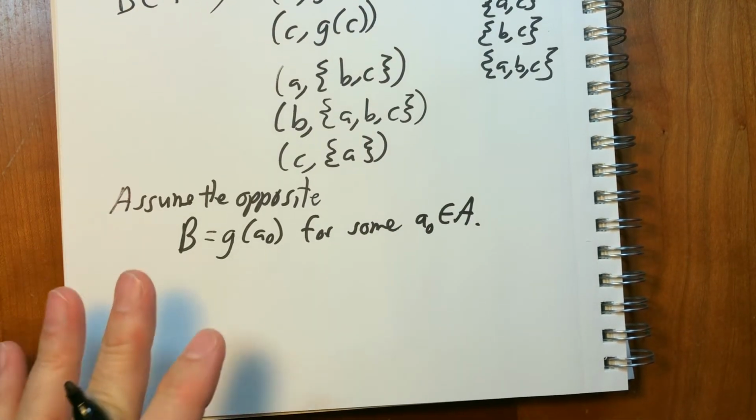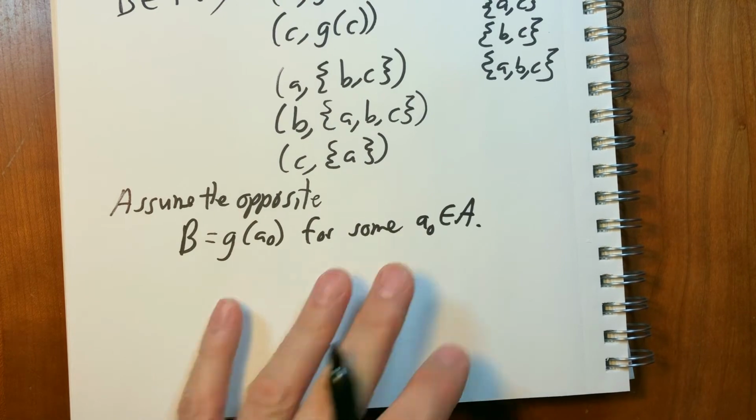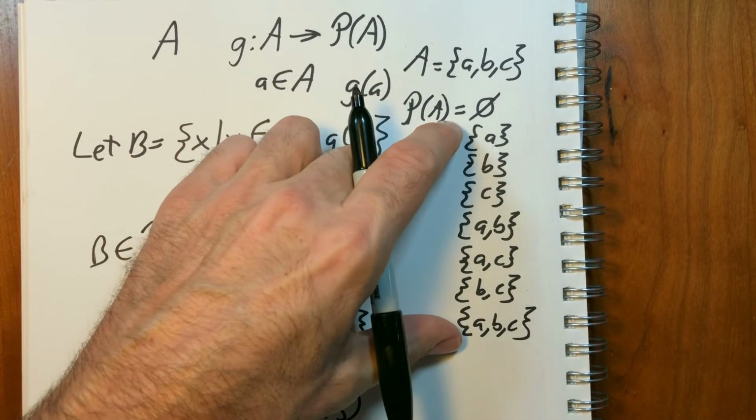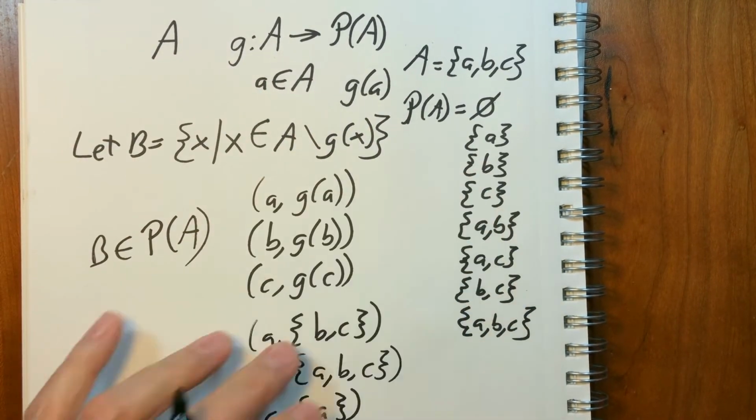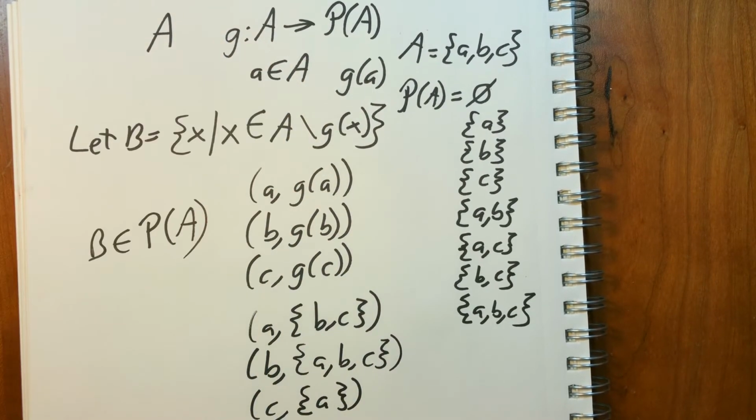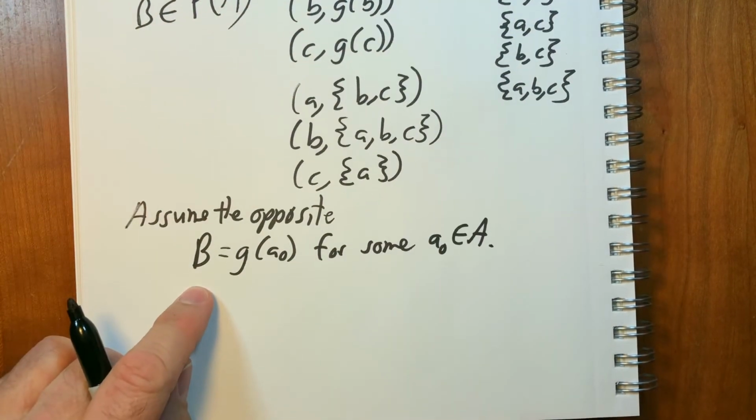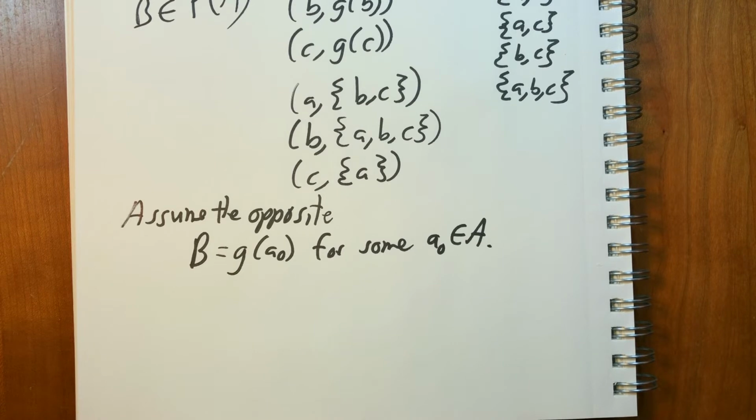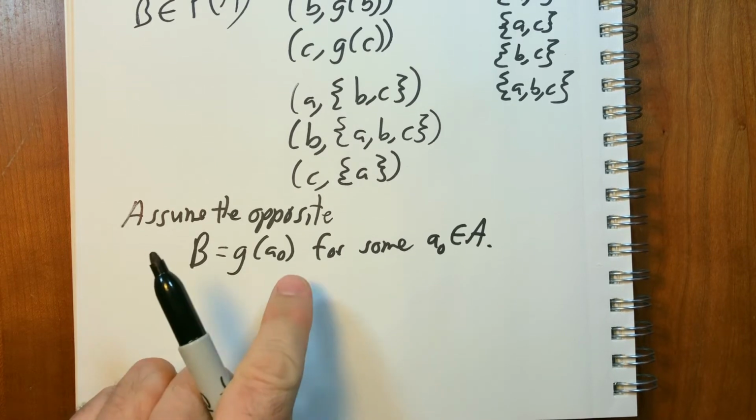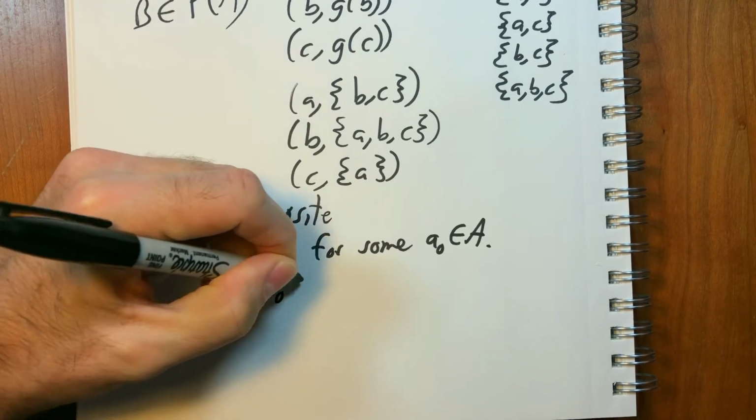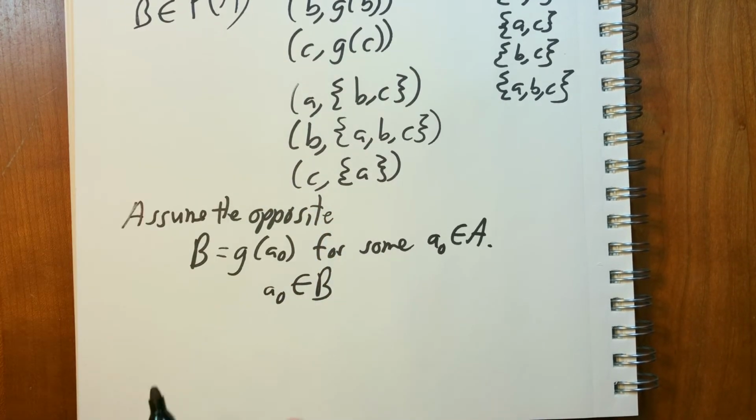Okay, so this proof is just really hard to get your head around. So we're trying to show that there's some element here that g does not map to, right? Okay, so we're going to assume the opposite, which means that there is one, that one of these elements does map to B, okay? So let's call that A0. So we're going to start here and then see if we can find a contradiction. Okay, so next we ask, does A0 belong to B or not? So let's assume that it is. Let's see what happens if A0 is in B.